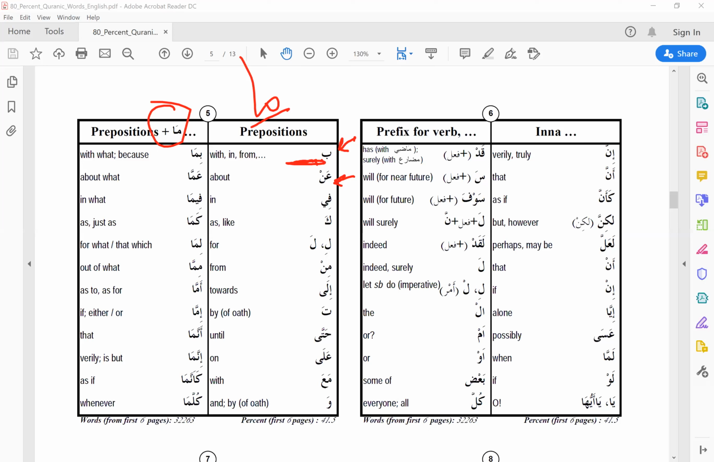Fi is in. So fi is in, and it's going to be about something that you're inside. There's going to be a place. But sometimes the fi can also give an explanation where there's something called balagha, and balagha is when there's a literature way of usage.